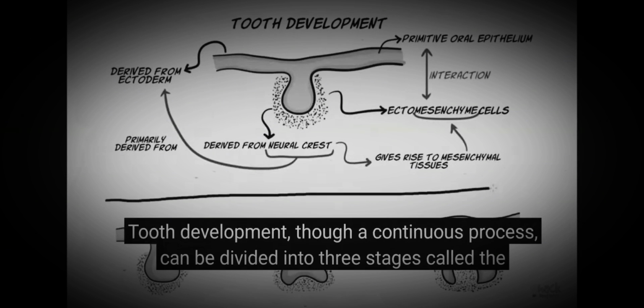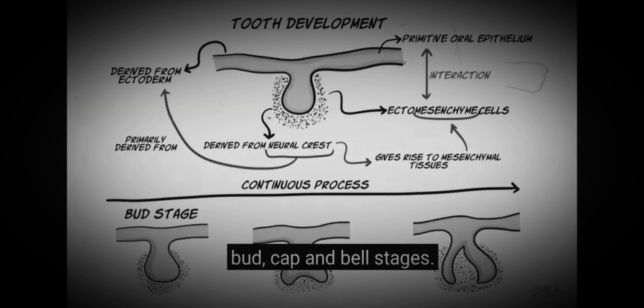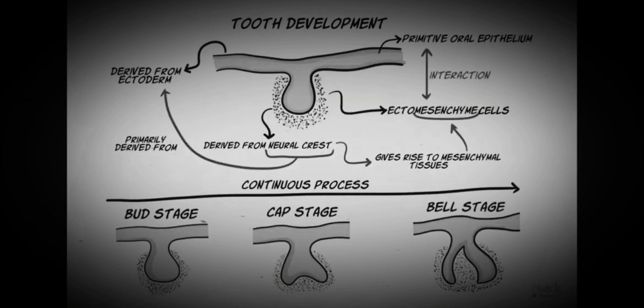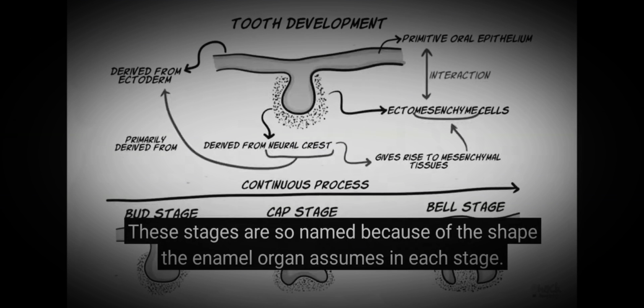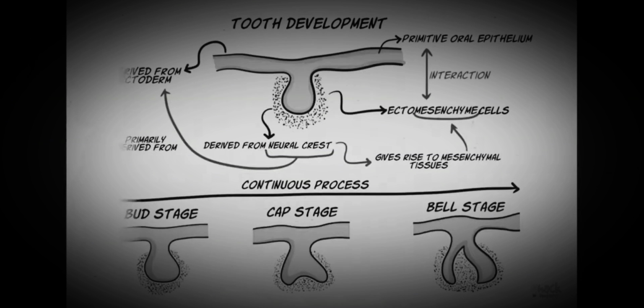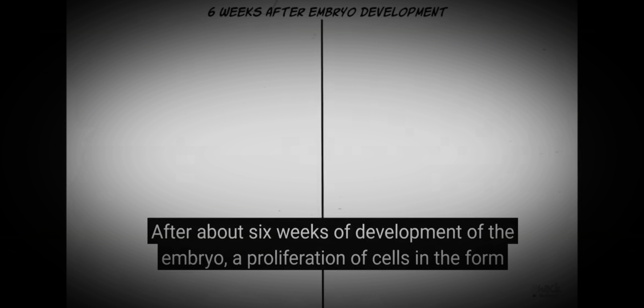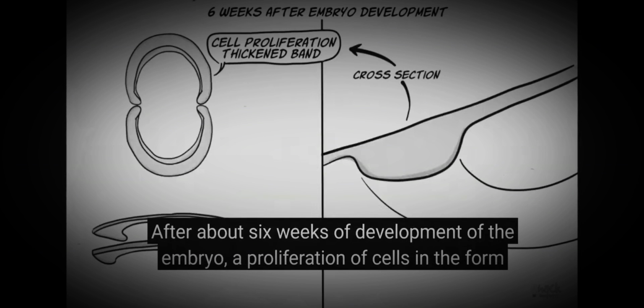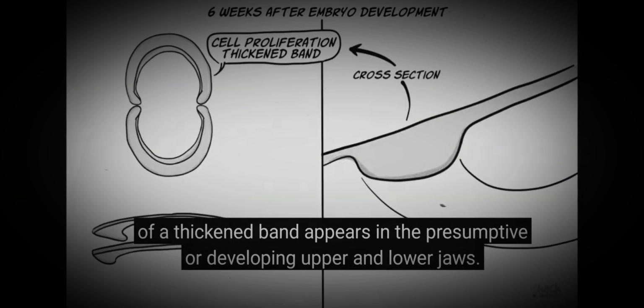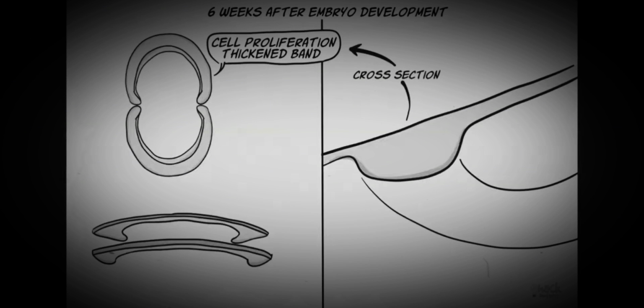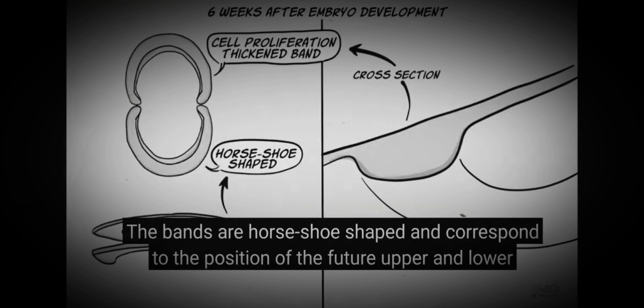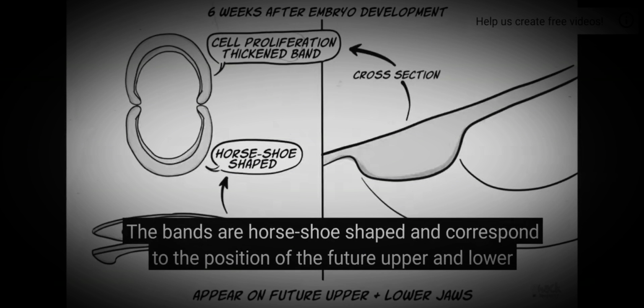Tooth development, though a continuous process, can be divided into three stages called the bud, cap, and bell stages. These stages are so named because of the shape the enamel organ assumes in each stage. So after about 6 weeks of development of the embryo, a proliferation of cells in the form of a thickened band appears in the presumptive or developing upper and lower jaws. The bands are horseshoe-shaped and correspond to the position of the future upper and lower jaws.